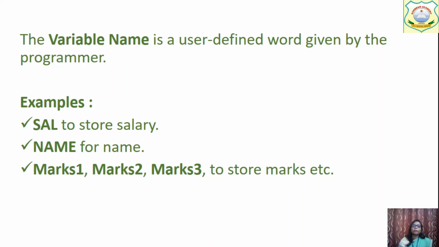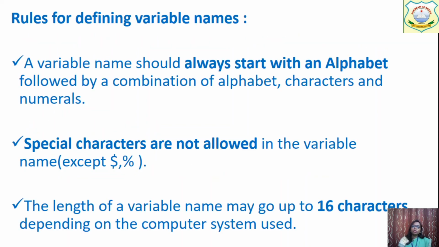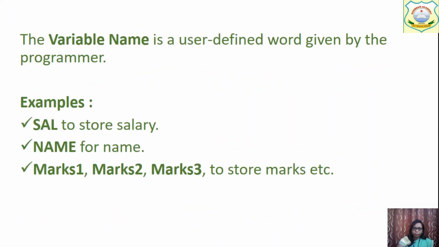Now we should follow some rules to give a name to the variables. That is, rules for defining variable names. What are they? It always starts with an alphabet, followed by a combination of alphabets, characters and numerals. Just see, it always starts with an alphabet. Here it is written now. What is the variable name? Marks1. So the name starts with M, and after that we can give 1, 2, 3, 4, whatever number we want.